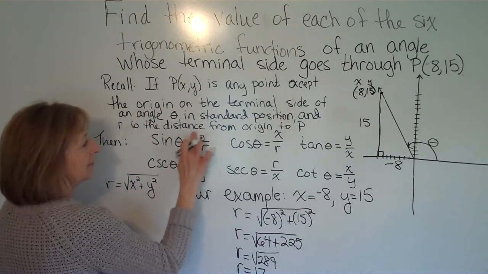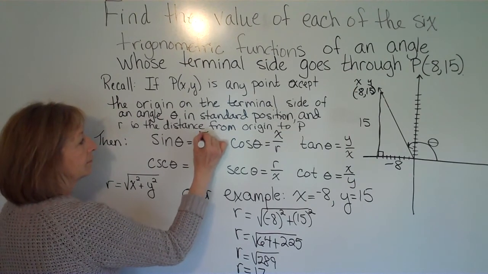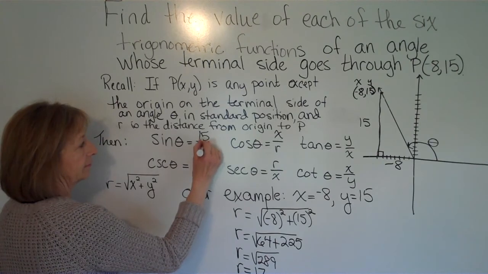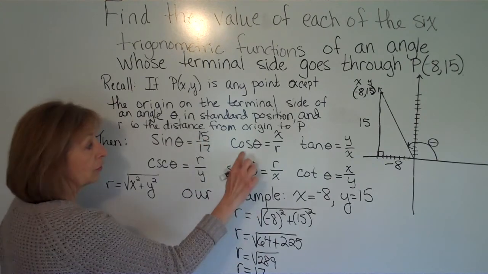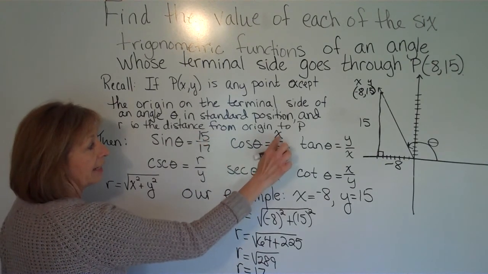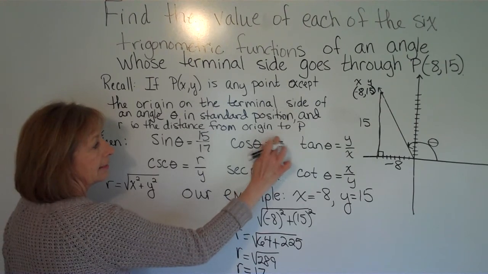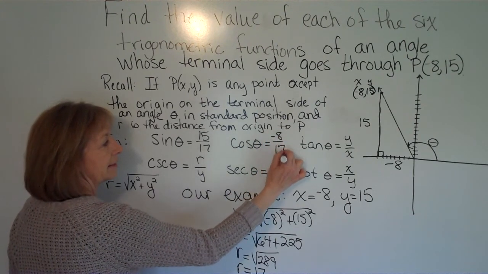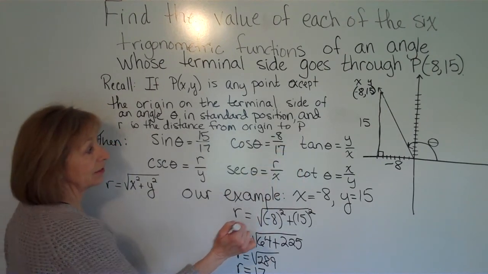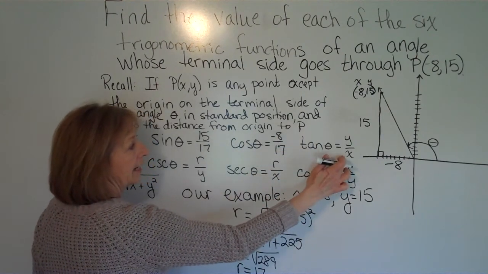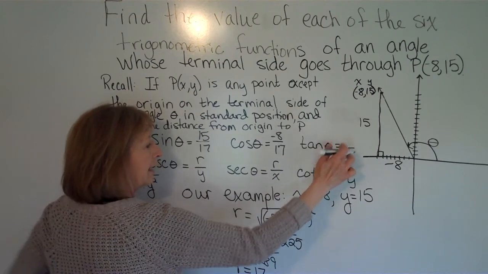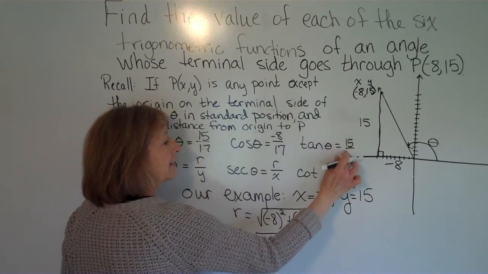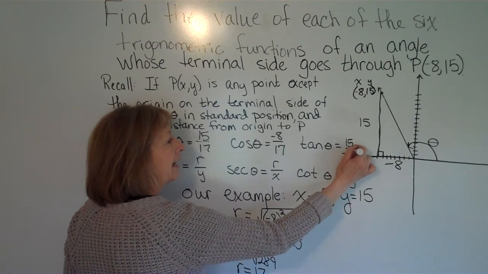So y is 15 and r is 17. The cosine of your angle is x over r. X is equal to negative 8 and r is 17. The tangent of the angle is y over x. So y is 15. X is equal to negative 8.